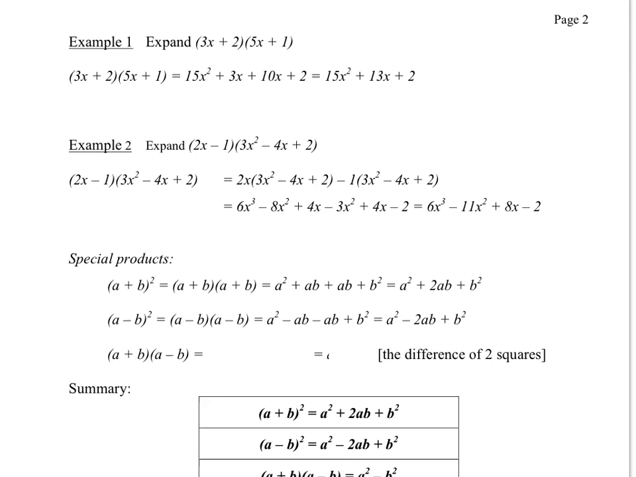And then when we have a plus b times a minus b, something quite interesting happens. The minus ab that we get from doing a times minus b cancels out with the ab that we get from here. So in a case like this, we end up with just a squared minus b squared.